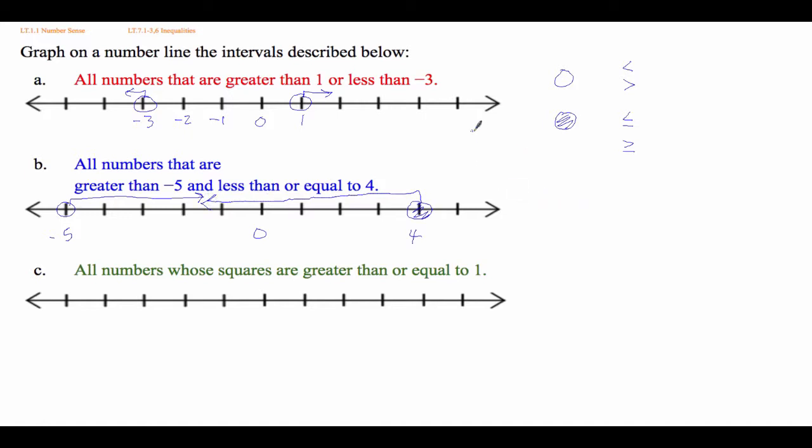These are both conditional statements. The first one is an or statement. Notice they're going in opposite directions. And then you have an and situation where they're going in the opposite directions toward each other.